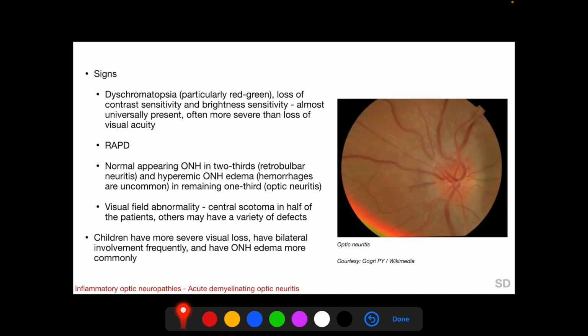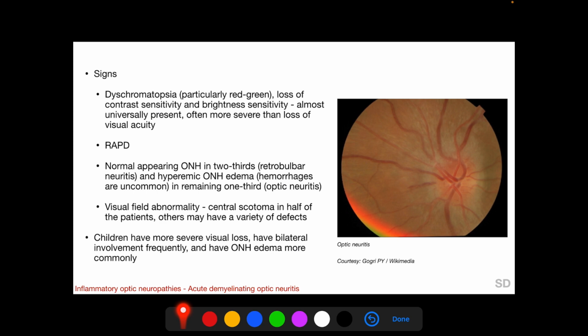So what are the signs? The patient has dyschromatopsia or abnormality in color vision, particularly the red-green axis, but the blue-yellow axis is also involved. There is loss of contrast sensitivity as well as loss of brightness sensitivity. These are almost universally present. So color vision, contrast sensitivity and brightness sensitivity problems happen almost universally, and they are often more severe than loss of visual acuity.